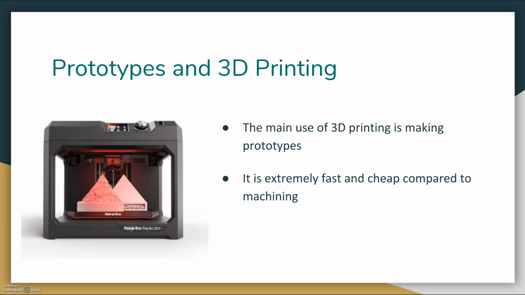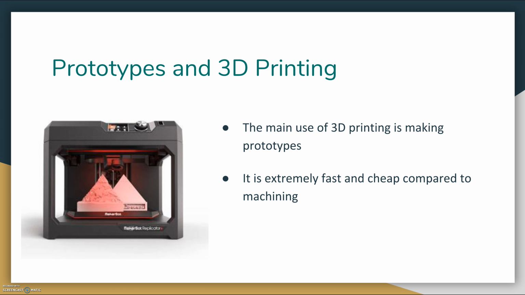One of the main uses of 3D printing is for prototyping. This is because when compared to traditional methods such as machining, it is extremely cheap and fast, especially if the object you're trying to make requires to be cast and therefore you have to pay for molds.